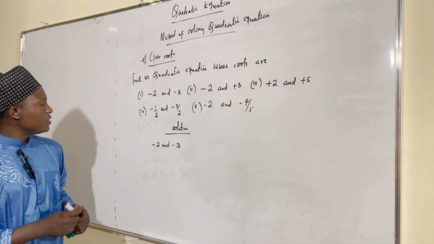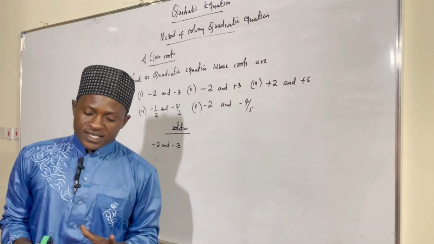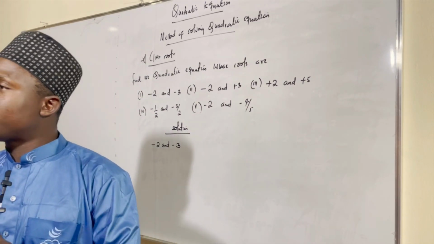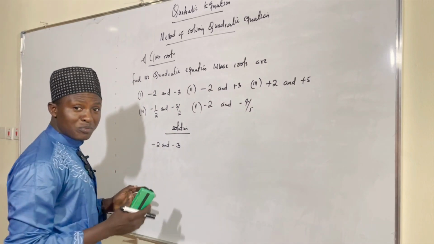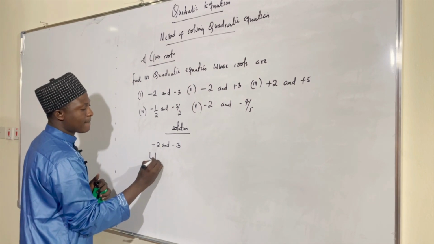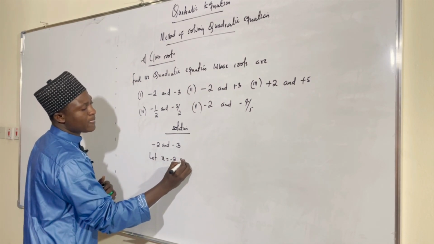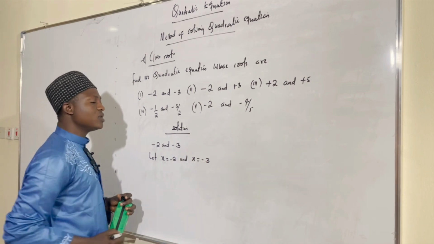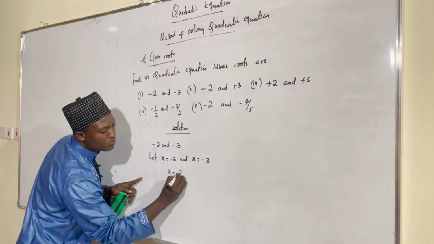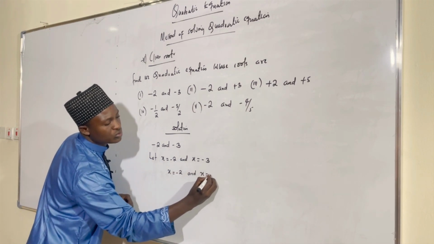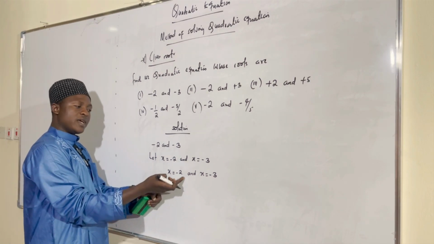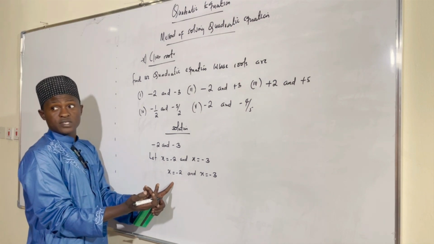So now, how can we make use of this? You can use any alphabet of your choice. If you like, you can use X, you can use Y, you can use P, or you can use Q. Here, in mathematics, mostly we normally use X and Y. So let's make use of X. Let X equal -2, and let X equal -3. So if you collect the like terms, this is minus, this is minus. When the minus comes to this side, of course, it's going to become plus.